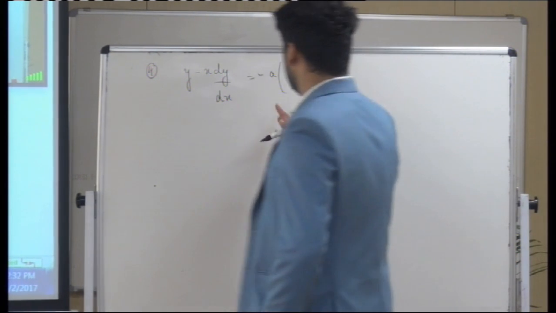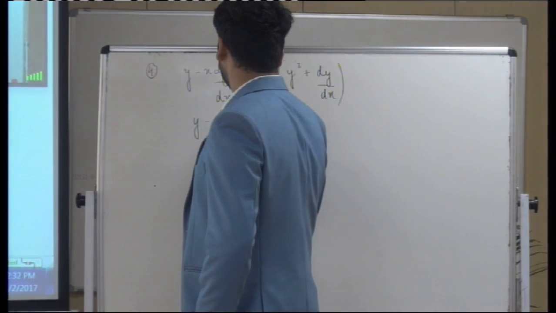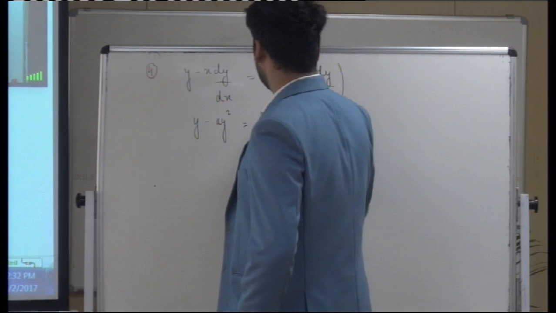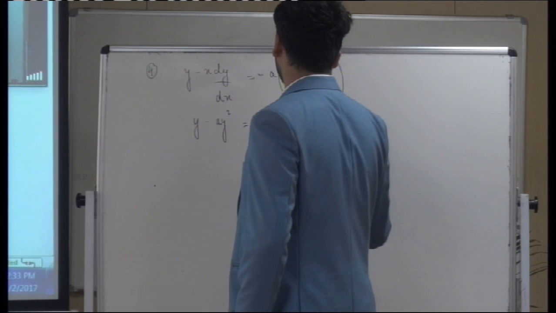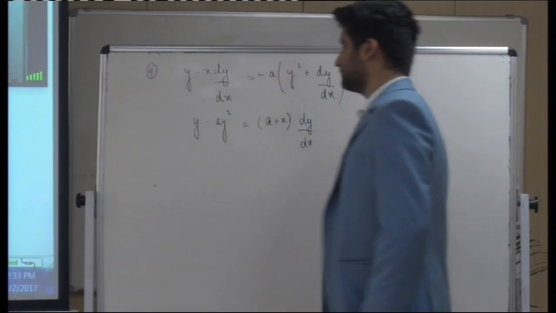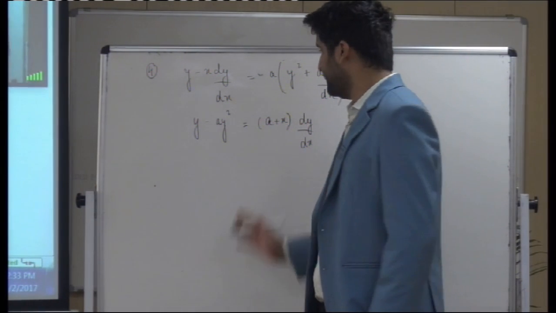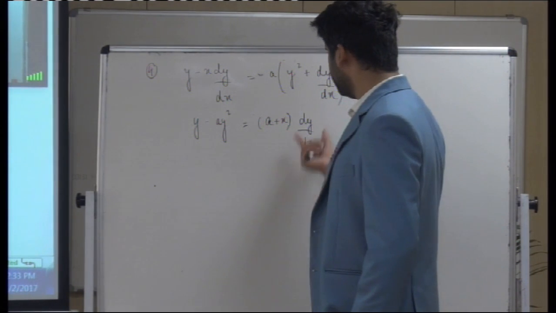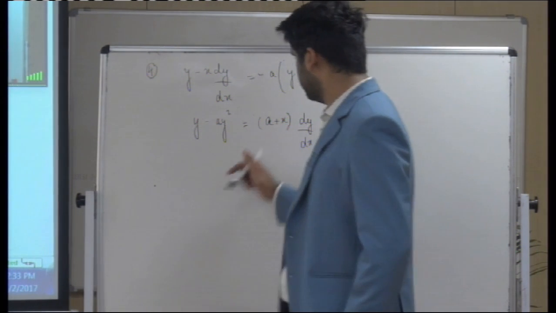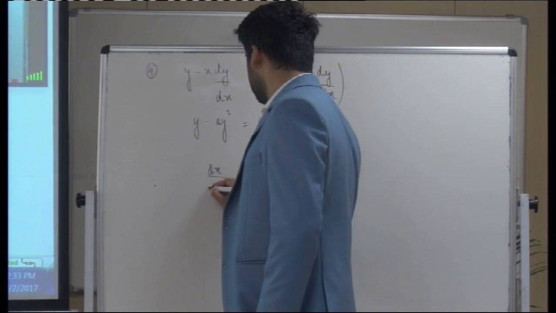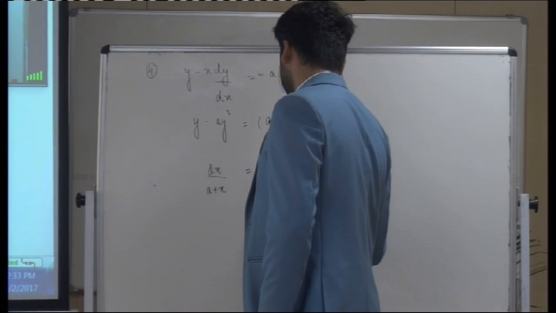So let's start. Let's take all the terms containing y on one side. So we get y minus ay square is equal to (a plus x) times dy upon dx. Okay. Now what to do? Take dx over there, right? This dy and dx should always be in the numerator, so that if you integrate, it is possible. So we get dx upon a plus x is equal to dy upon y minus ay square.